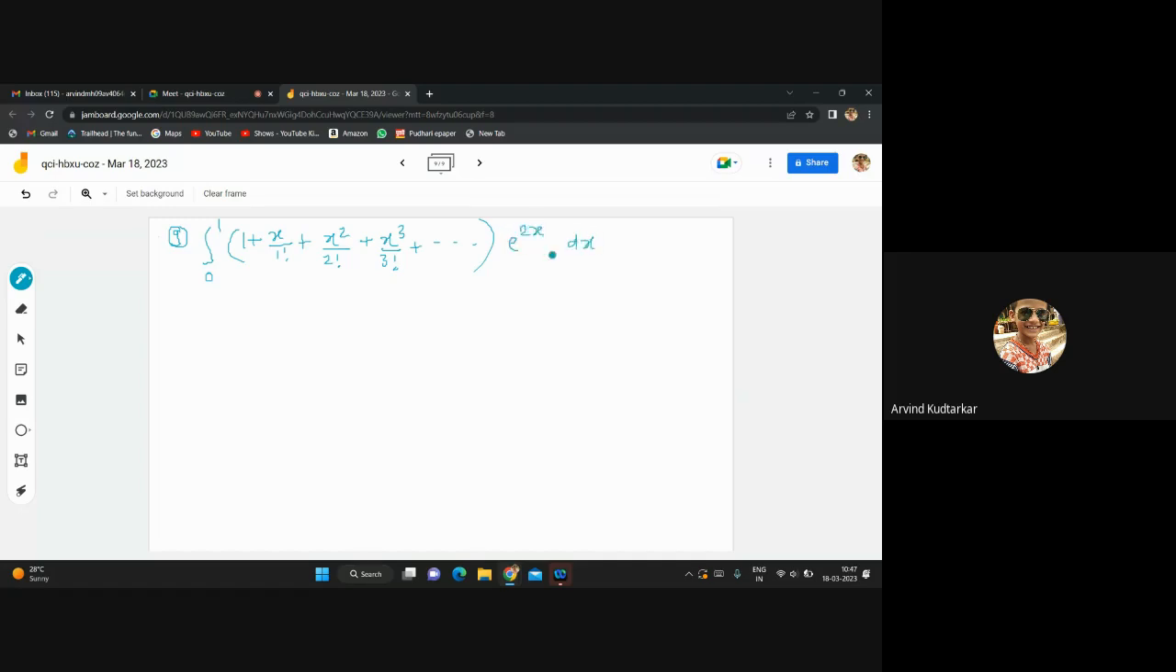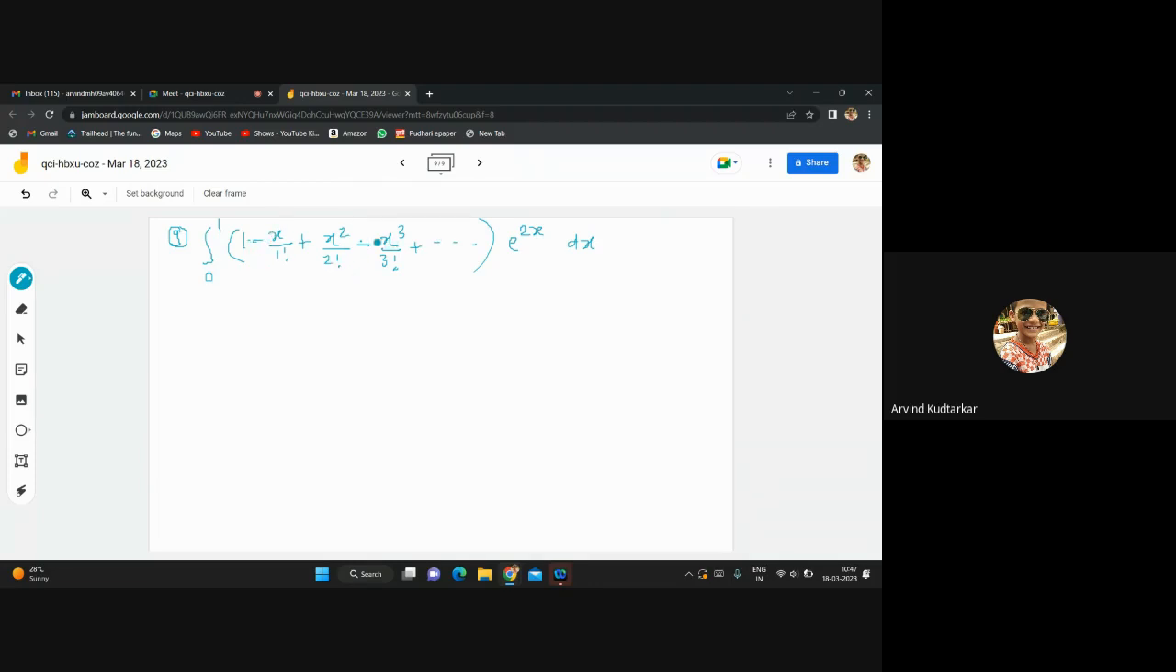dx is there. So actually in this expansion there are alternating plus minus terms. Wait, plus here, minus here, plus here, minus. So there are alternating plus minus terms. Not all terms are in positive form, that is, in addition form. So 1 minus plus then minus. This means this expansion is of which function? Exponential.